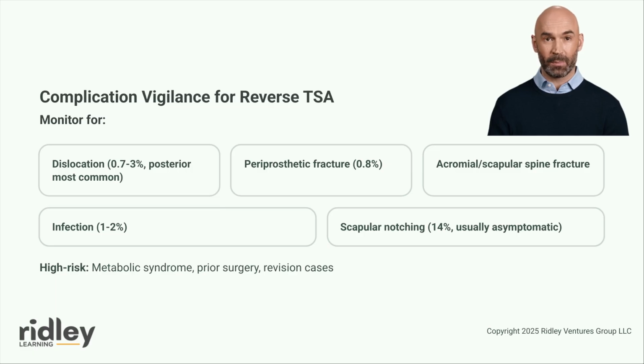The accelerated rehabilitation paradigm for reverse arthroplasty represents a significant departure from traditional approaches and offers the potential to reduce healthcare costs, improve patient satisfaction through earlier functional recovery, and optimize resource allocation by reserving formal therapy for patients who truly require intensive intervention. Now let's move to Module 4, Complications Following Total Shoulder Arthroplasty, focusing on identification and management.